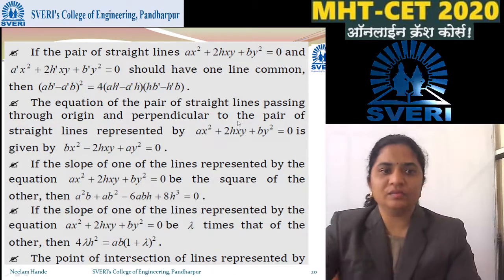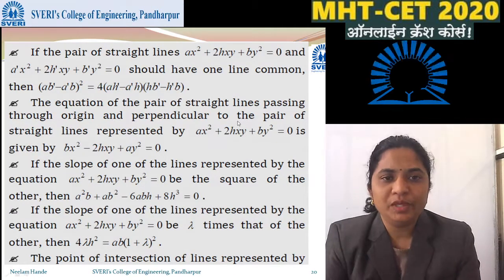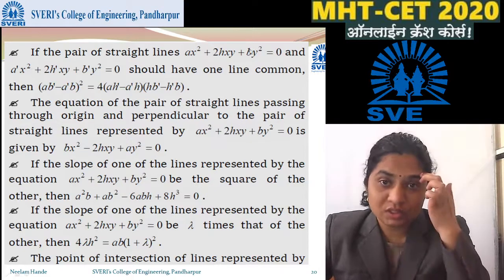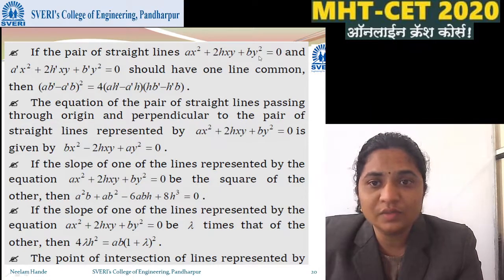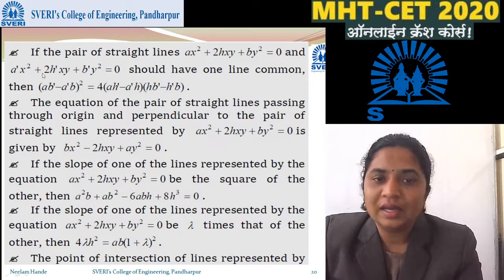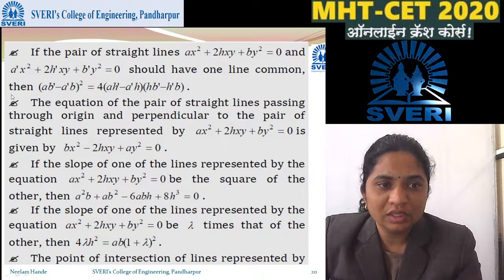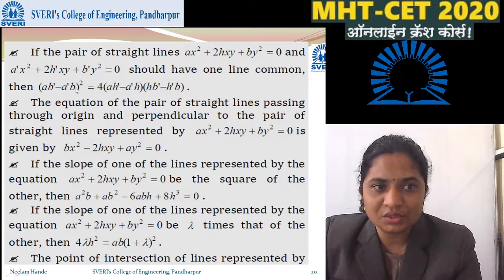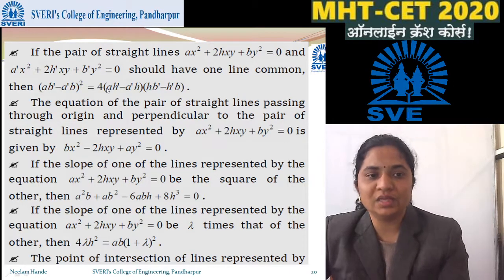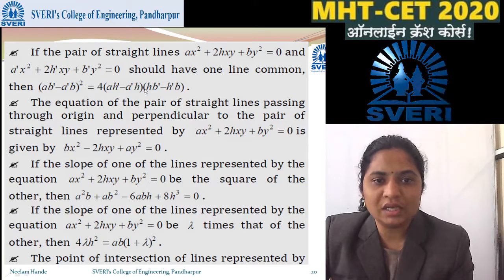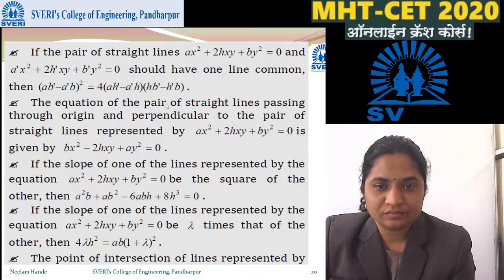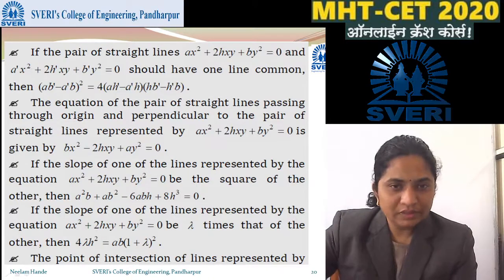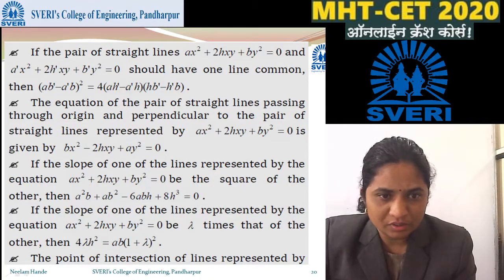Okay, here are some formulae again. If the pair of straight lines ax square plus 2hxy plus by square equal to 0 and a dash, h dash and b dash have one line common, then (ab dash minus a dash b) square is 4 times (ah dash minus a dash h)(hb dash minus h dash b). This is the formula, you should remember. We'll take some very important ones amongst them.